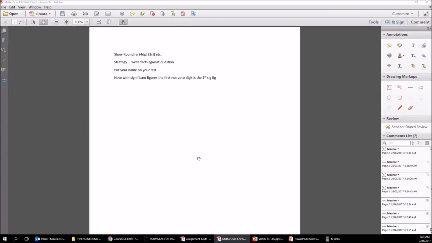And note, with significant figures, the first non-zero digit is the first significant figure. So in the example we had 0.144. Some people put as their answer 0.014. The 0 is not significant. It's the first non-zero digit that is significant. So there we are.